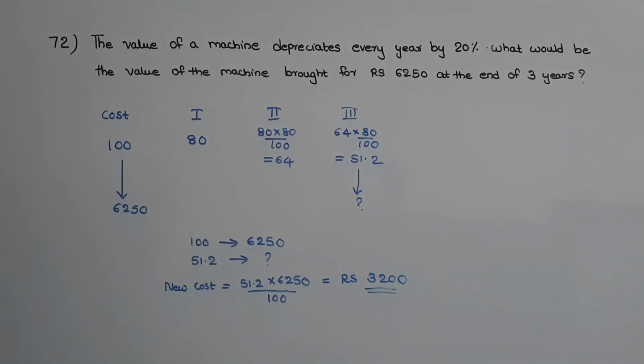So 3200 is the value of the machine after 3 years if the value of the machine is decreasing every year by 20%. Here finishes this part of simple interest and compound interest. I will be back with other important problems in the next part.